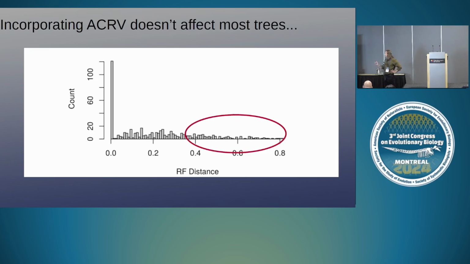But again, if you simply don't include variation in the rates of change or rates of transitions between your character states, you can get trees that are completely distinct and potentially nonsensical. And I think we should be more concerned about this possibility than the distribution on the left.